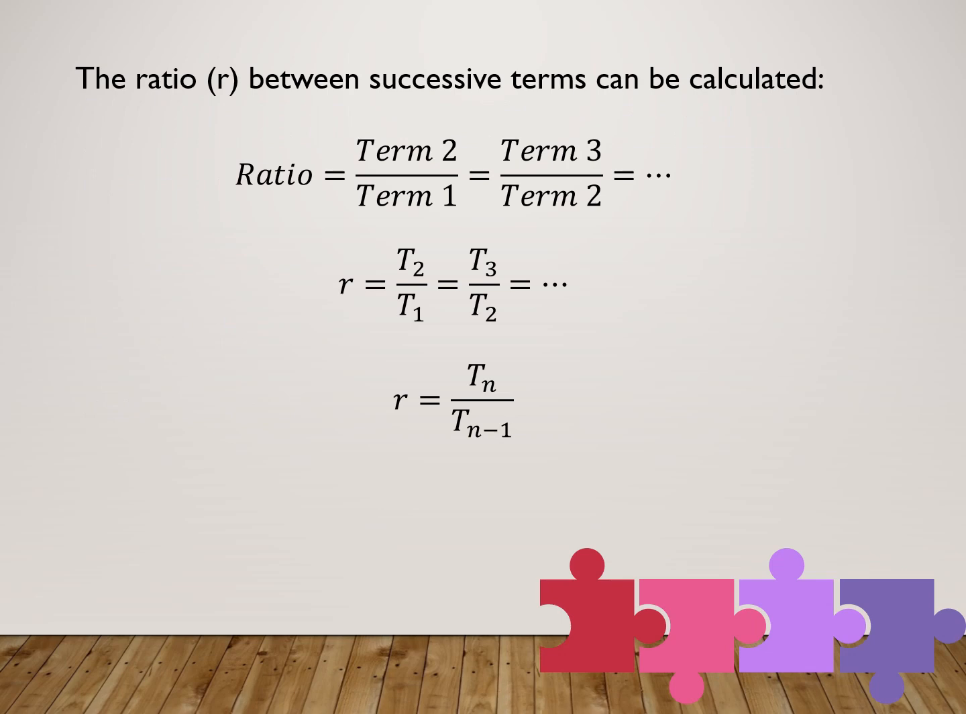So the ratio between terms, if you're unable to see it, is term 2 divided by term 1, and that has to equal term 3 over term 2. So the ratio is T2 over T1 equals T3 over T2, or Tn, the nth term, divided by the term that's before it, T of n minus 1.